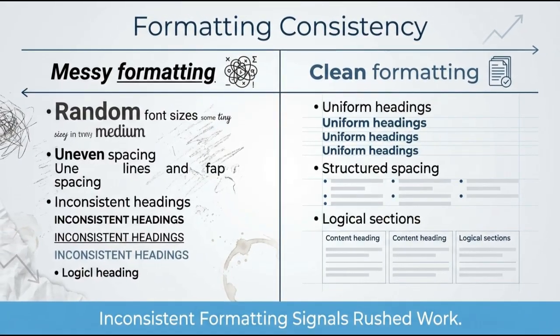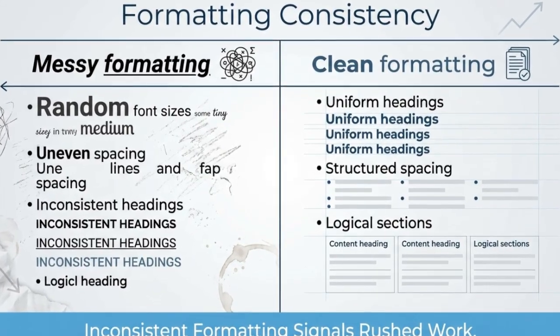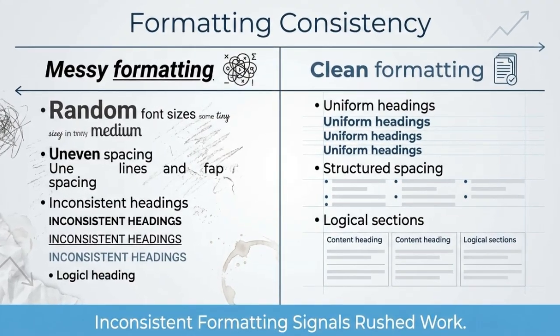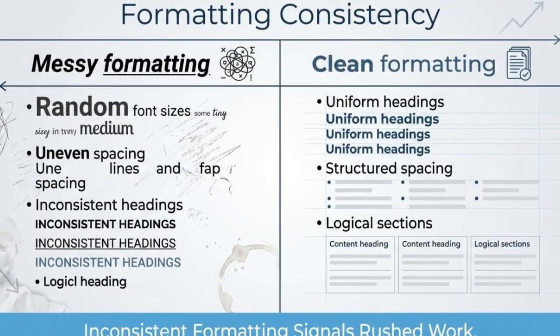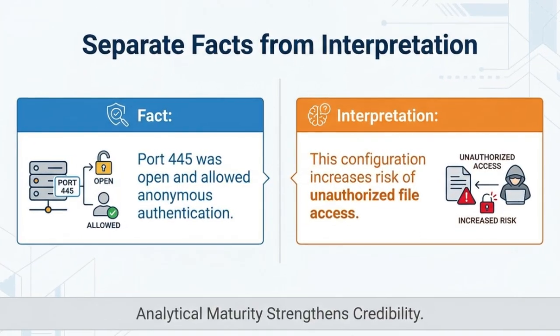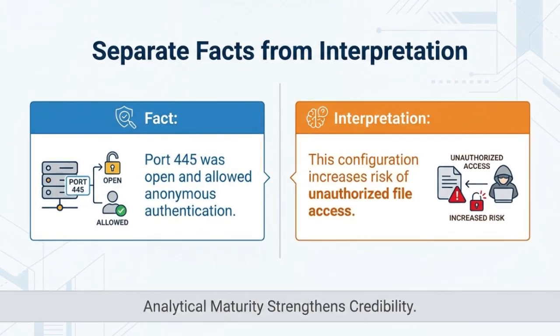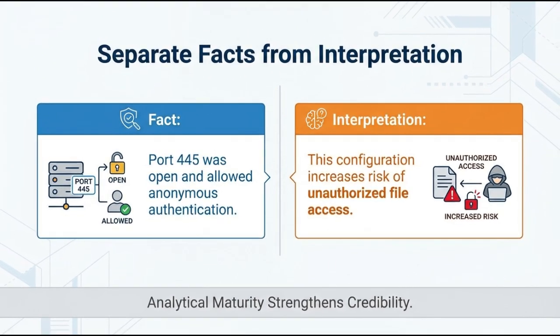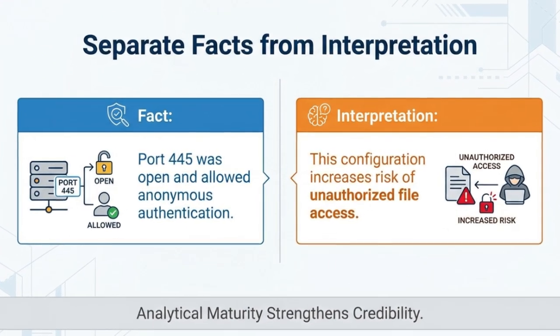Number 5. Separating facts from assumptions. Professional documentation distinguishes between facts and interpretations. For example, fact: port 445 was open and allowed anonymous authentication. Interpretation: this configuration increases risk of unauthorized file access. Make it clear what was observed and what is inferred. This shows analytical maturity.